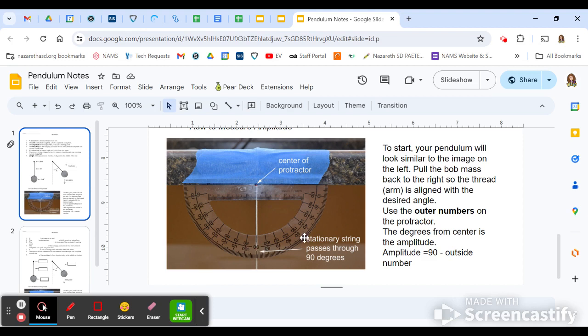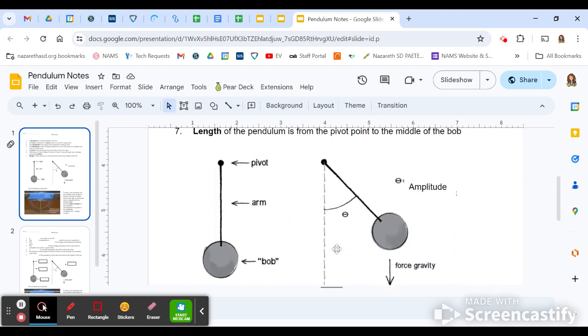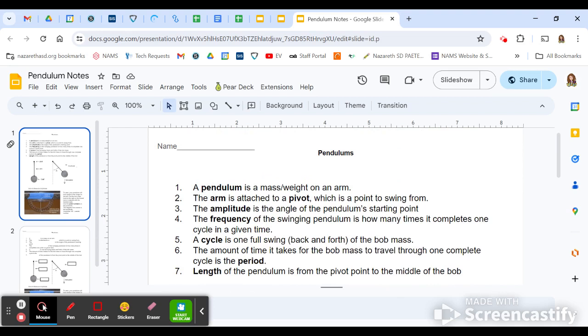Okay, we'll talk more about that when we get to our pendulum observations tomorrow. Okay, so once your notes are completely filled in, and you can go back and rewind this video or click on the notes themselves to look at them more closely, once these are filled in, then you want to watch the pendulum setup video.